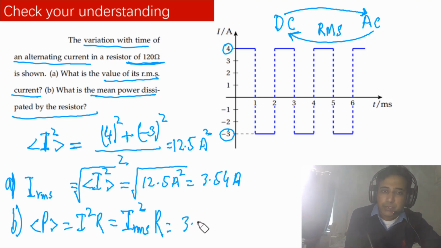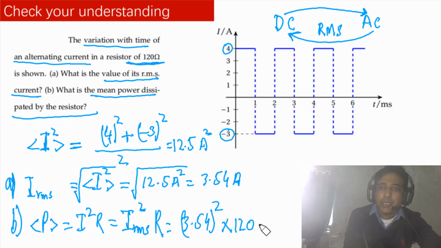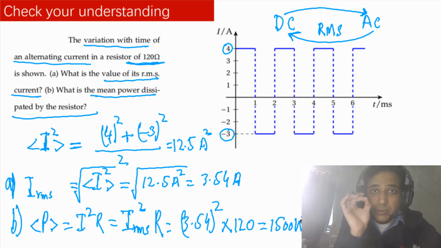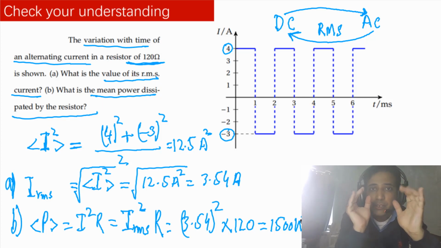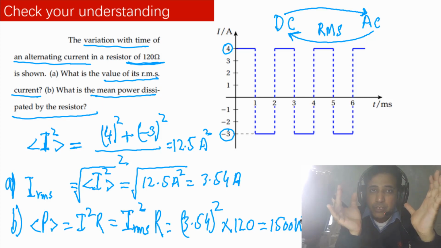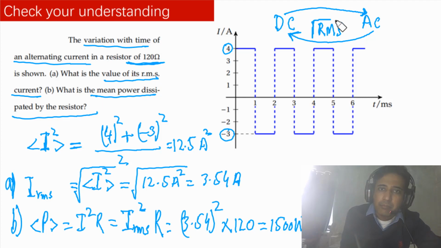Now simply we can plug in values. We have 3.54 squared times 120, and if we solve, we will get about 1500 watts. So this is the main concept you need to understand, how AC and DC are comparable with each other. If we have an AC current, how can we find the equivalent DC current for that? You have to use the RMS value.